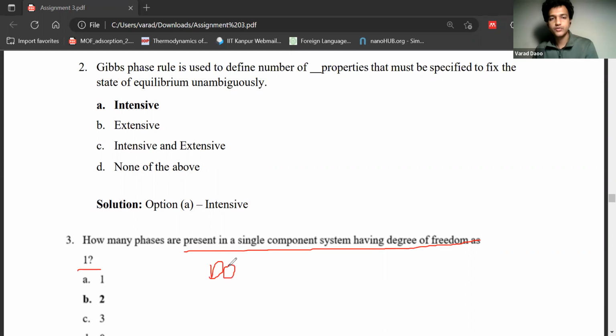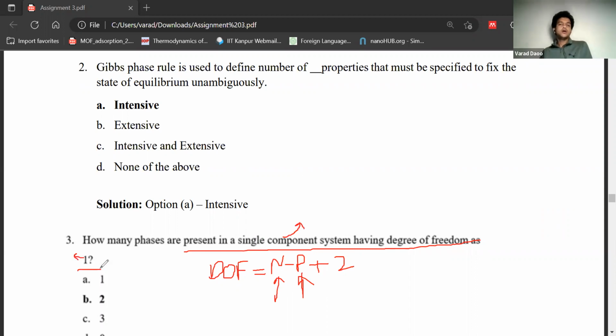Okay. So remember, degree of freedom is n minus p plus 2, where n is the number of components and p is the number of phases. So we are given a single component, and degree of freedom has been given as 1. So what will be the value of p? This is a very straightforward question. We are given degree of freedom as 1, single component, minus p plus 2.